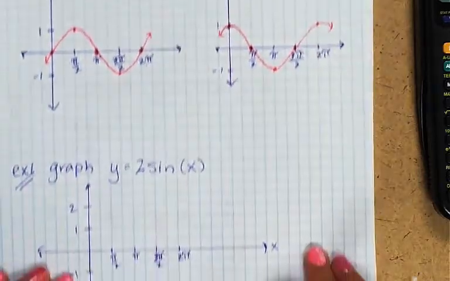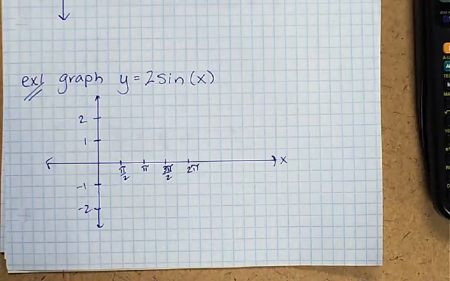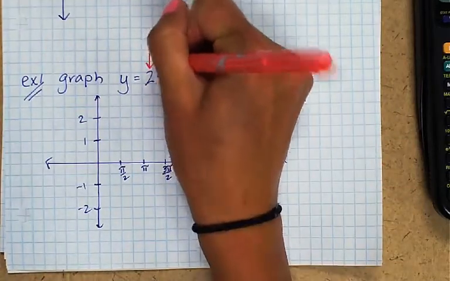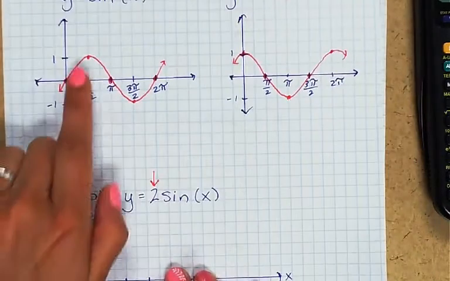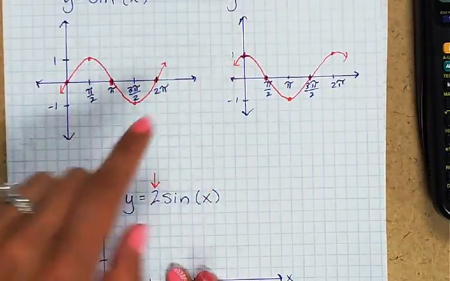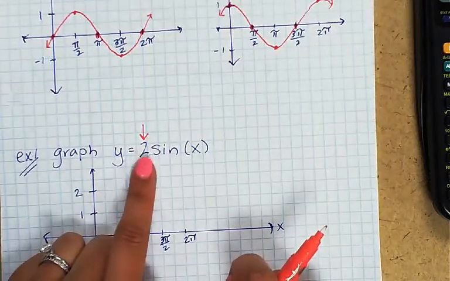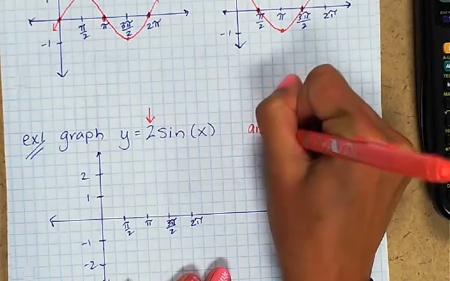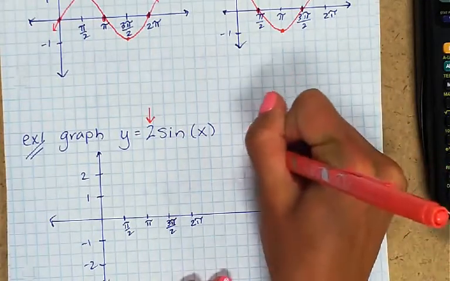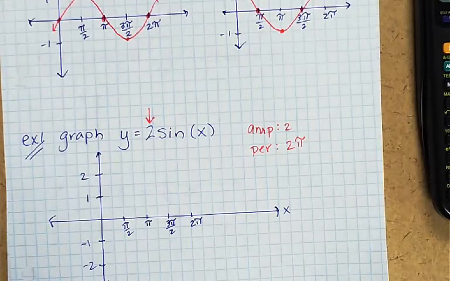So now let's look at it with an amplitude other than 1. So this number in the front tells you how high up your graph goes. So it doesn't always just go up to 1 or start at 1. Sometimes it might start at 2, 3, so on and so forth. And this number in the front will tell you that. So this graph has an amplitude of 2, and the period is still 2 pi.